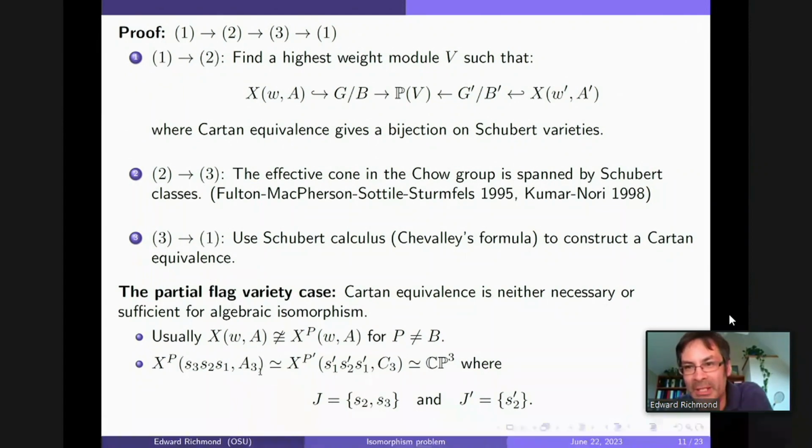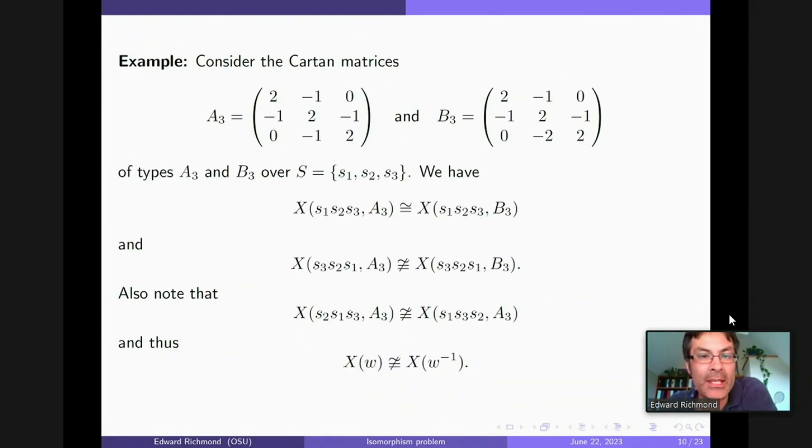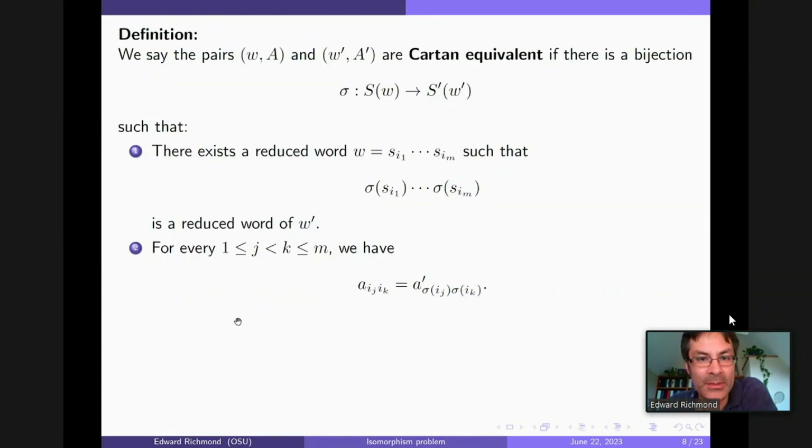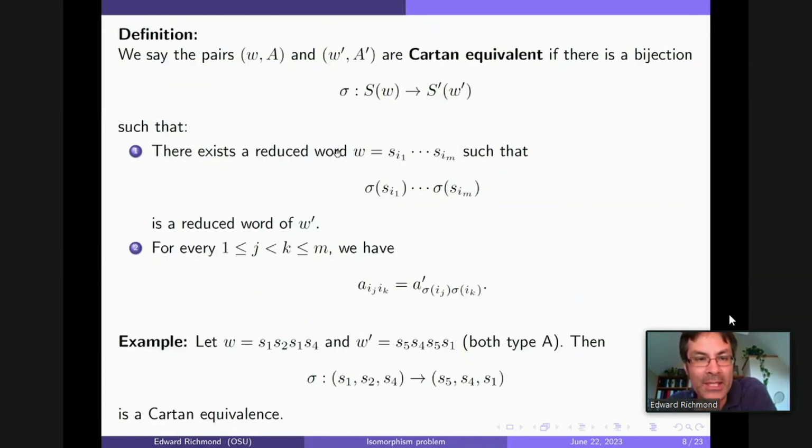Sorry, it was difficult for me to hear that. I see. Well, okay. So here's the reduced word. We say there exists a reduced word, but it turns out that if you have two things that are Cartan equivalent, I could actually put any reduced word here.